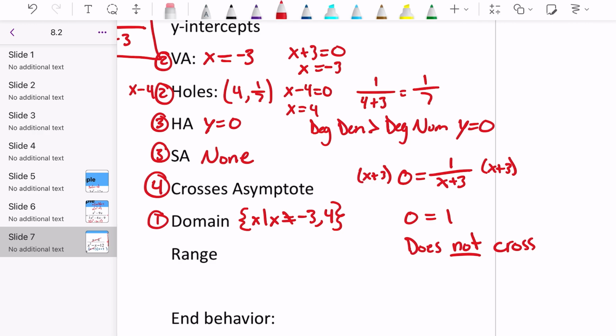You have to remember that when we are searching for the cross, we are searching for a point at which it crosses, which means if there is no variable, we can't solve for it. So this will not cross. So our answer is none.